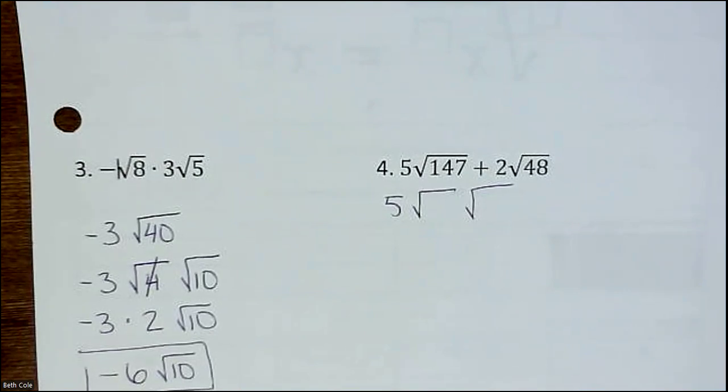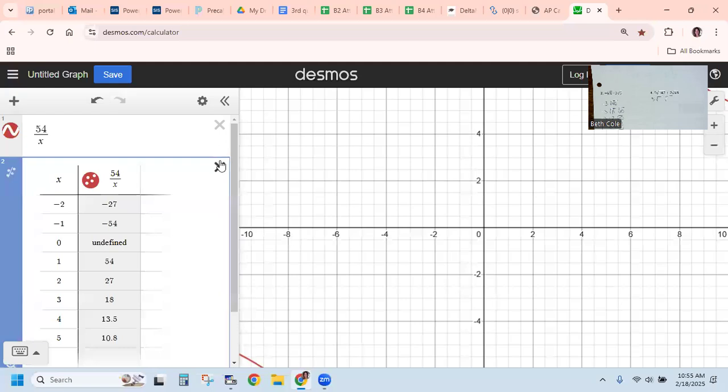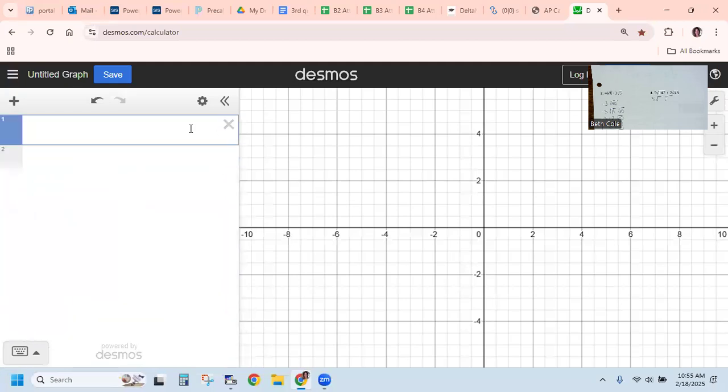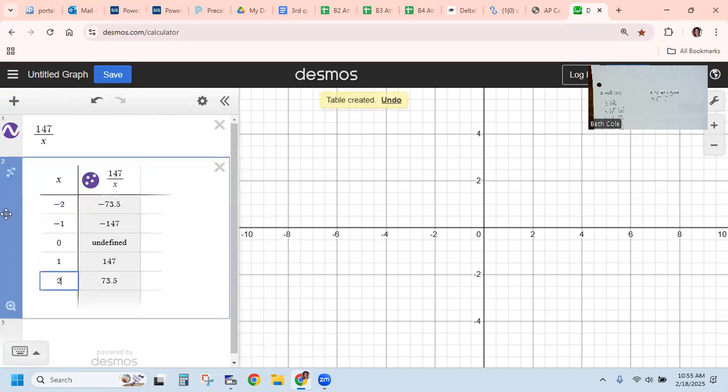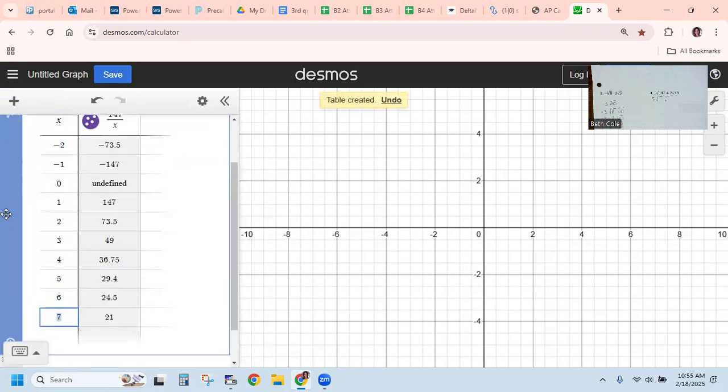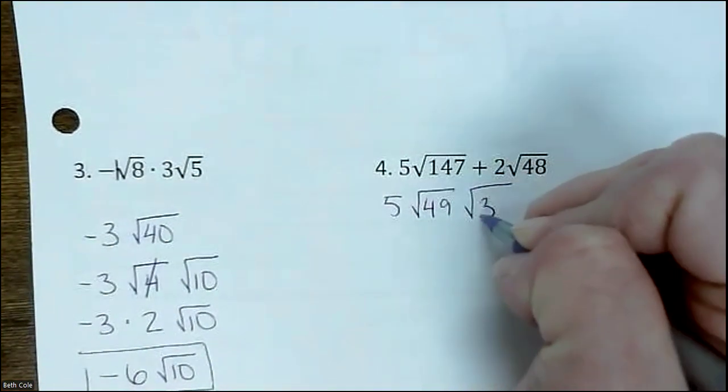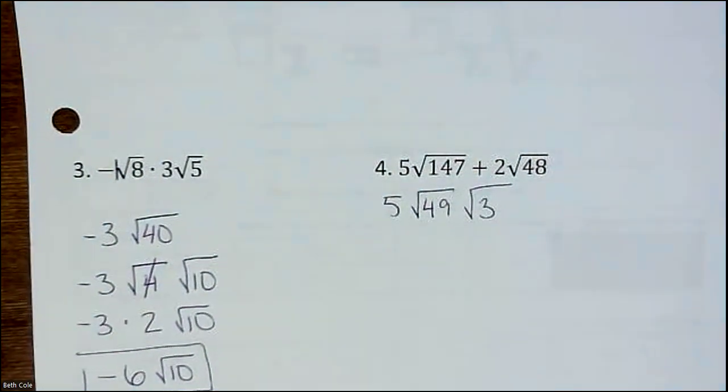I know what this answer is. 147, I don't know what that is. I'm going to type it in the calculator. There's not like a secret. 147 divide X gear table. I'm in the same boat as you. I don't know what it is. I need a number from the squares list that's somewhere. Do you see it? 49 right there? 49 times 3. But I didn't know that until I typed it in. You have to type in the calculator.